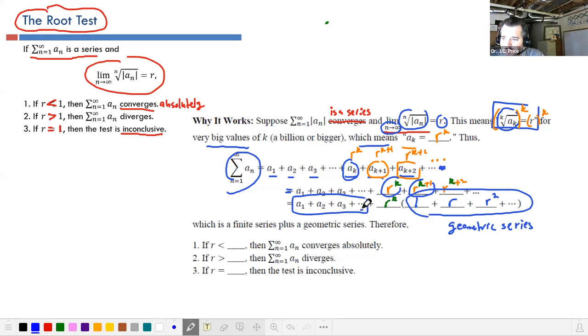In fact, if you want, you can just put plus here. Let's do it in black so it pops. So right here, you can just put a plus, and there's an a sub k minus 1, basically, and then plus all this other stuff, which is a geometric series. And we know, therefore, if r is less than 1, the geometric series will converge. So the sum of the a sub n's converges absolutely. If r is bigger than 1, we know the geometric series is going to diverge. So basically the series will diverge. And if r is equal to 1, it turns out the test is inconclusive.